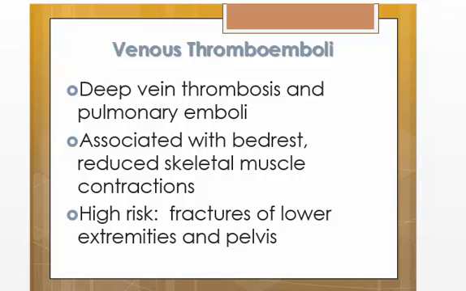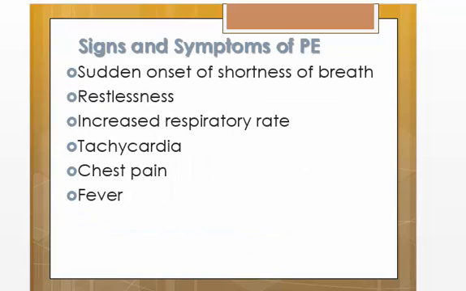Those at high risk for DVT and PE are fractures of the lower extremity and pelvis. DVT or PE may cause death days to weeks after the injury. Nurses need to encourage early ambulation, the use of supportive stockings, TED stockings, and sequential compression devices, encourage fluids, and range of motion.